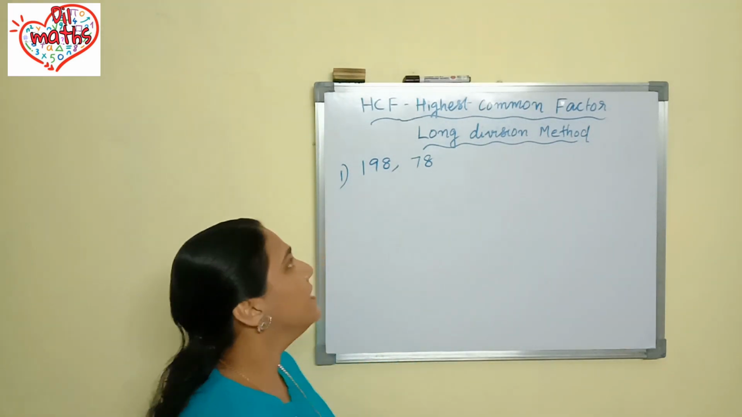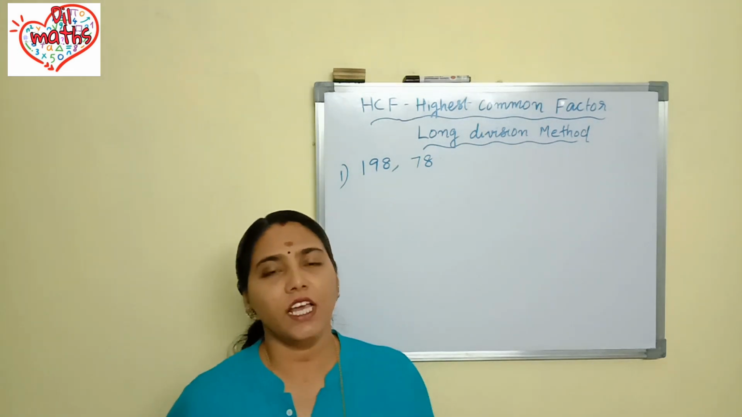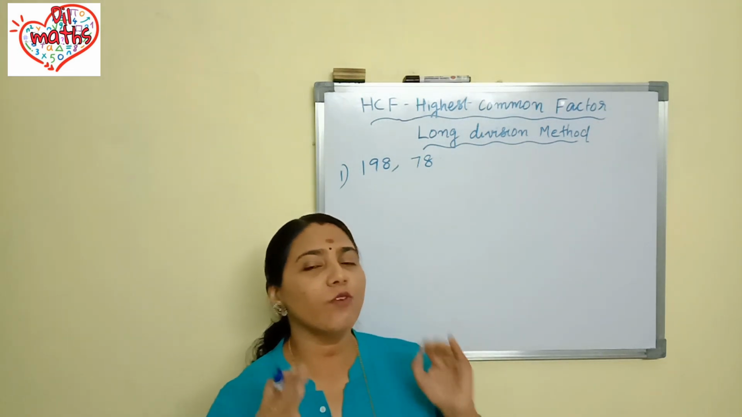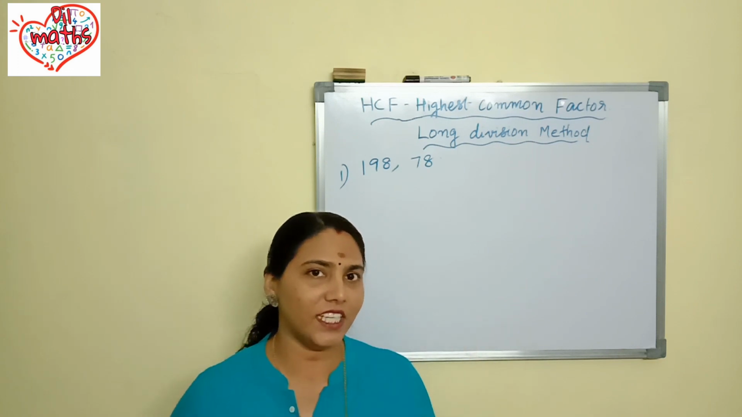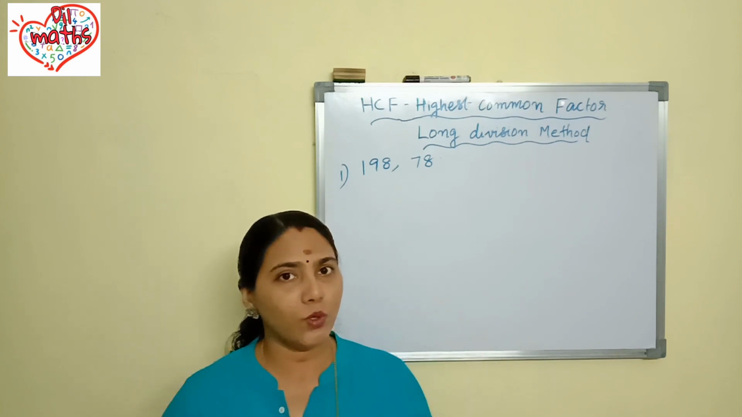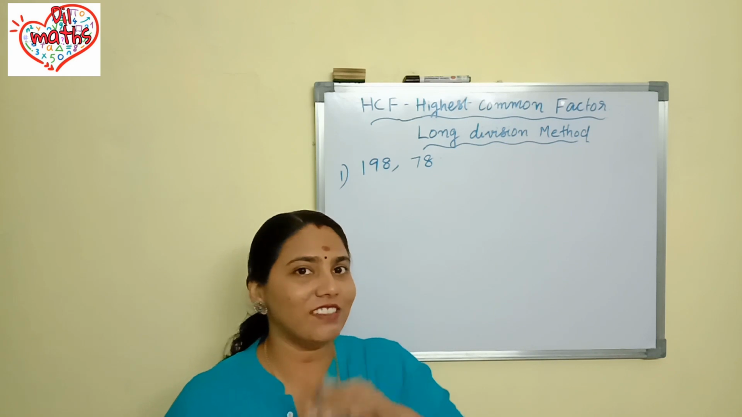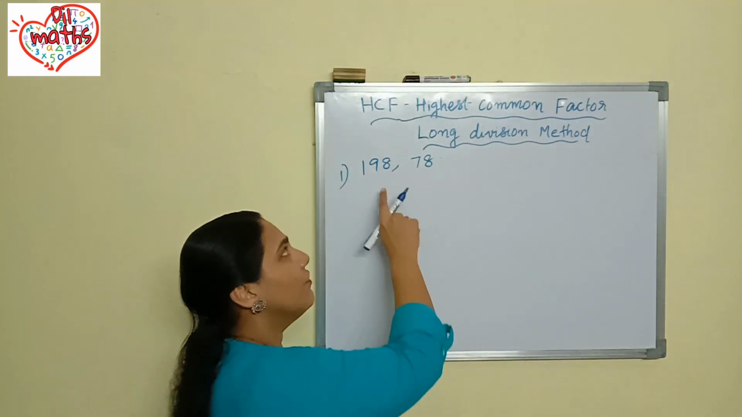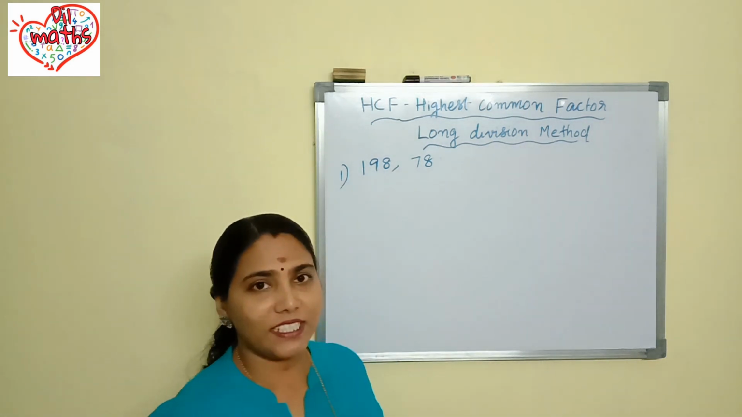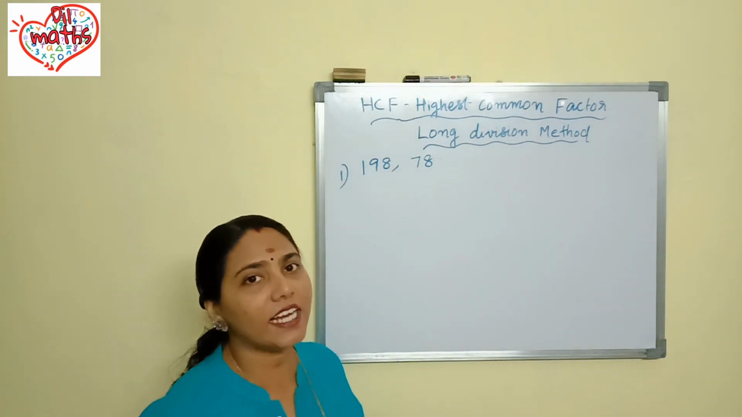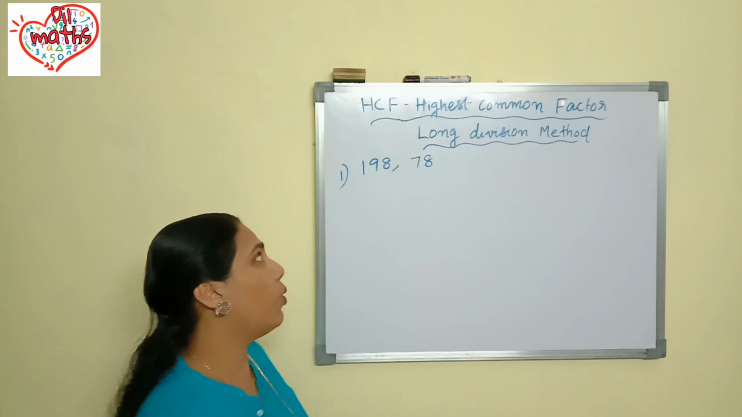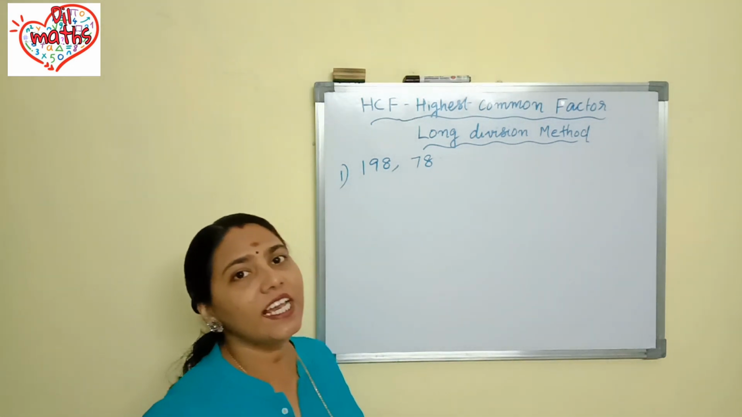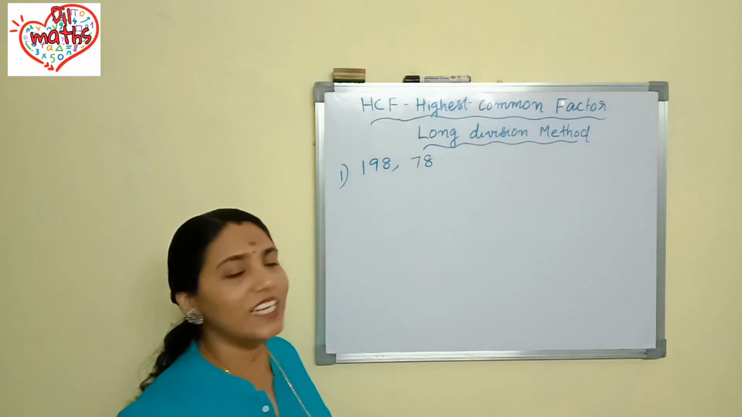78. Okay. So here what we should check, we have to take the smaller number as the divisor and the bigger number as the dividend, isn't it? Because we are going to do the division. In the division, dividend should be greater than the divisor. So what we should do, we should take the greatest number as the dividend and the smallest number as the divisor. So what is the dividend here? 198 is the dividend and 78 is the divisor.